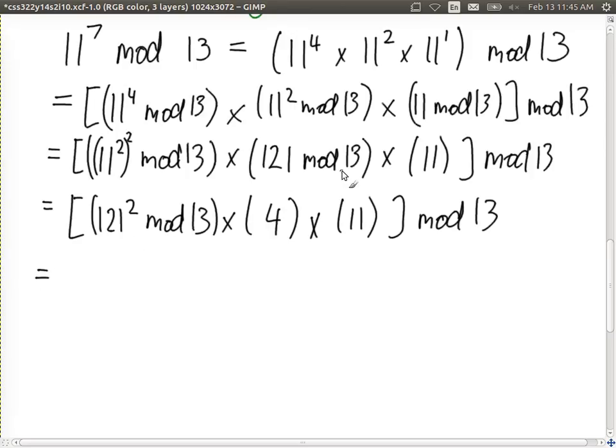And 121 mod 13 is 4, we just got that. 121 squared mod 13 is the same as 121 mod 13 times 121 mod 13, which is the same as 4 times 4 mod 13. And I forgot my mod 13. 121 mod 13 times 121 mod 13, all mod 13, is 4 times 4, all mod 13, or 4 squared mod 13, 16 mod 13. We've still got 4 and 11.